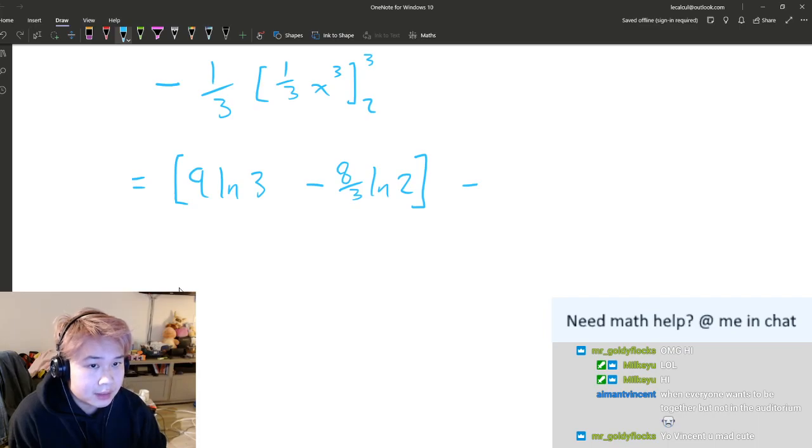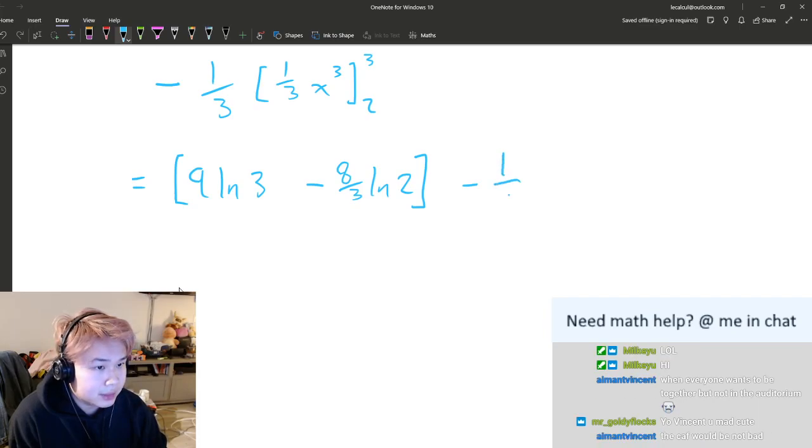And then from here, the 1/3 and 1/3 make 1/9. And then essentially I'm just evaluating this at 3 to the power of 3, subtract 2 to the power of 3.